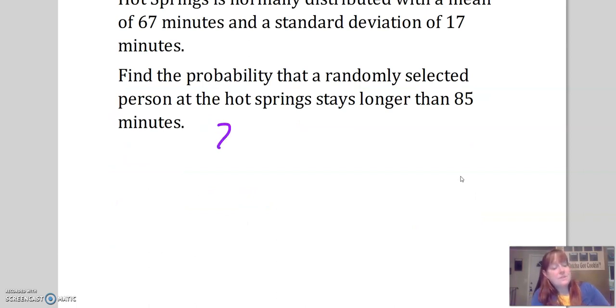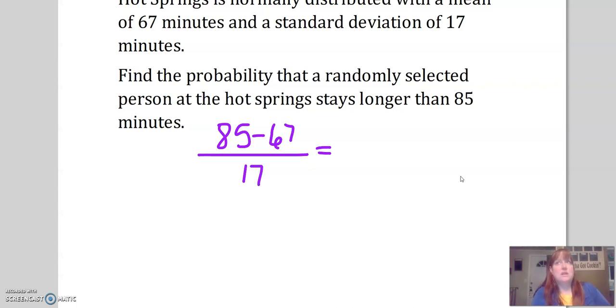So to calculate the z-score, we take the value, 85, and we subtract the mean, which is 67. That's how far away they are from each other, because subtraction is just finding the distance between 2 points. Then when we divide by the standard deviation, that tells us how many standard deviations it is away from the mean, not just how many numbers. So we're going to put in 85 minus 67 divided by 17.